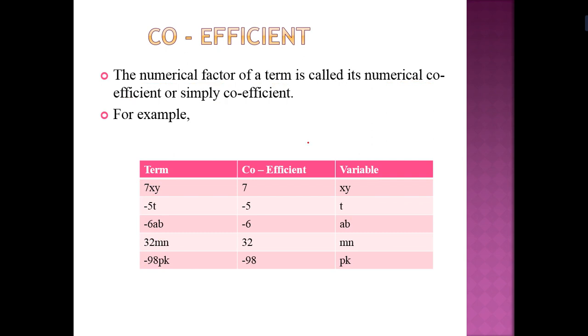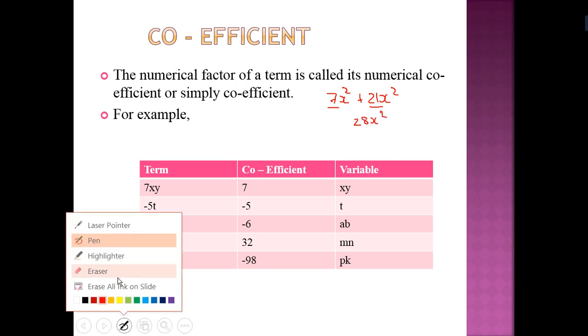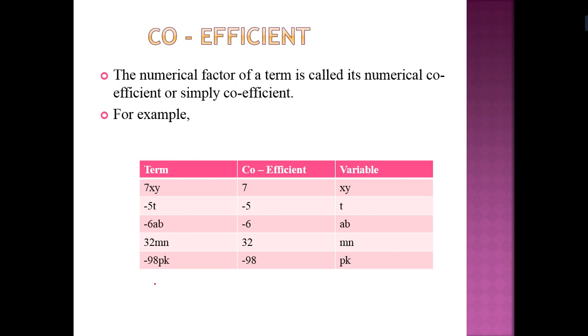So coefficient, always remember, because in like term we have to do the addition of coefficient. 7x square plus 21x square. So they are like term. So we just have to add the coefficient. That is why you have to identify who is called coefficient.